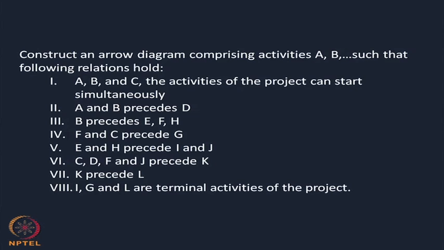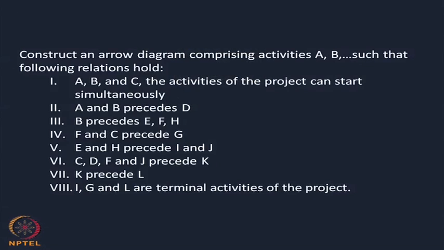Construct an arrow diagram comprising activities A, B, C, D, E, F, G, H, I, J, K, L such that the following relations hold. Please note, A, B and C, the activities of the project, can start simultaneously. That is, from the initial point, 3 activities A, B and C can be started simultaneously. Let me just read the problem first.